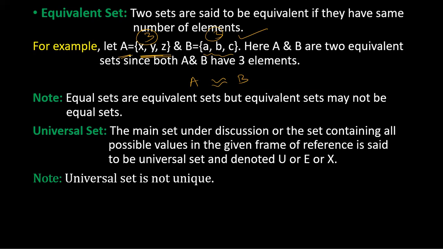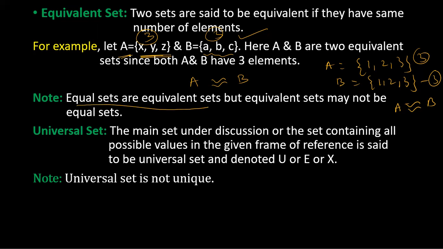But we cannot say these two sets are equal. Previously, I gave an example: A is 1, 2, 3 and B is 1, 2, 3. Can we say these two are equivalent? Yes, because here there are 3 elements and in this set also 3 elements. So what conclusion have we come to? Equal sets are equivalent sets, but equivalent sets may not be equal sets. We have seen here.